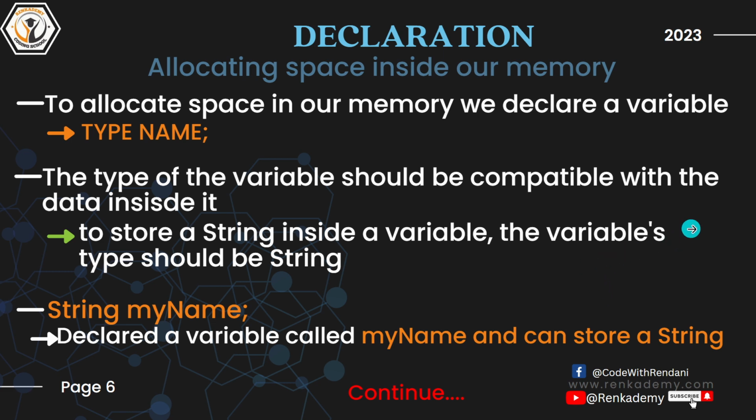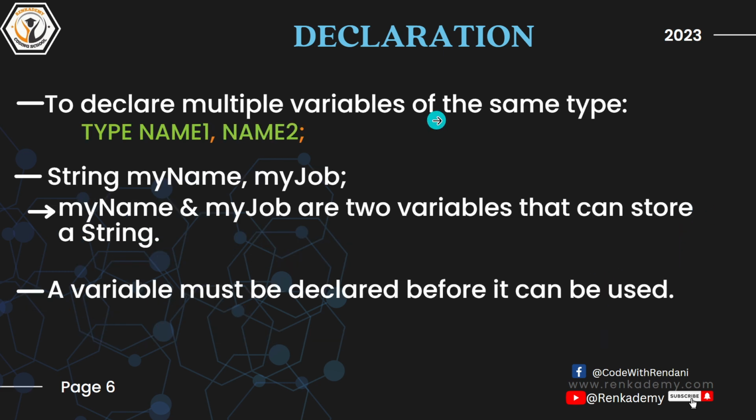Now what if we want to declare multiple variables of the same type? Then we can do it like this. We can put the type and then we leave a space. Then we put the name of the first variable. And after that we put a comma and then we put the name of the second variable. And if you want to make another variable, you just put a comma and put the name of the third variable, and so on. And when you are finished, you end the statement with a semicolon.